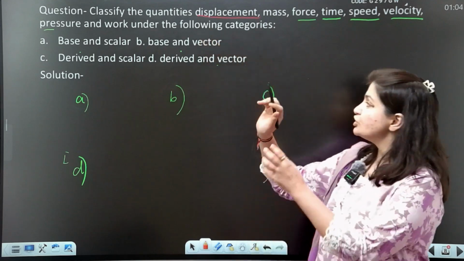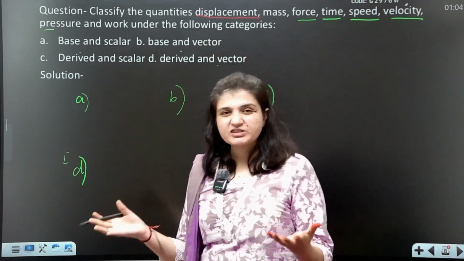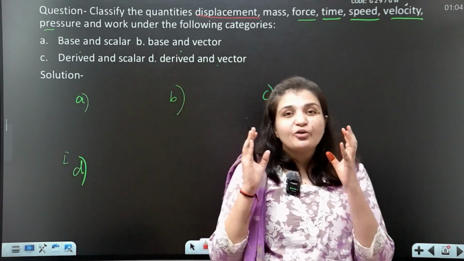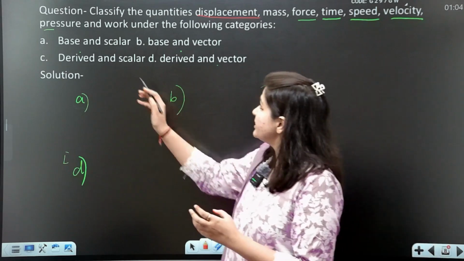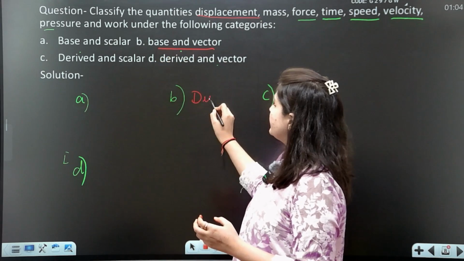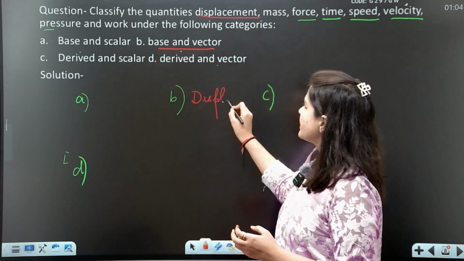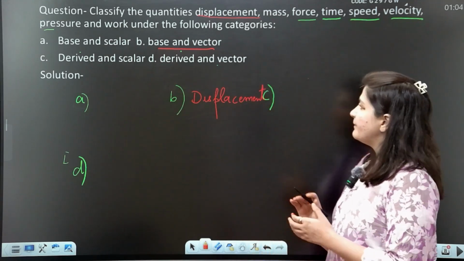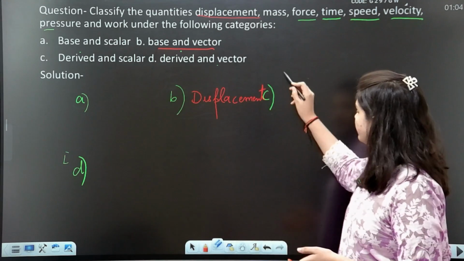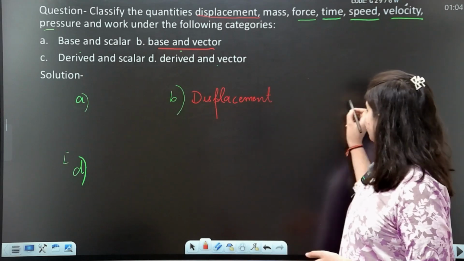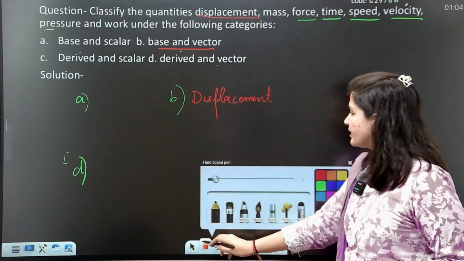displacement. So where do we keep the displacement? What is displacement? Total length covered, but it also has the direction. So we will keep this displacement in base and vector. So displacement will come in the category of base and vector.